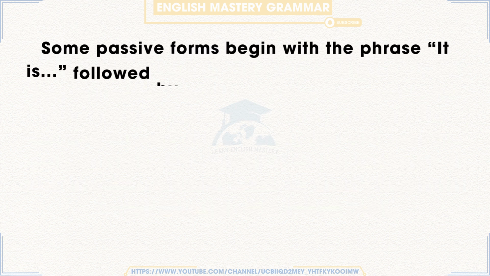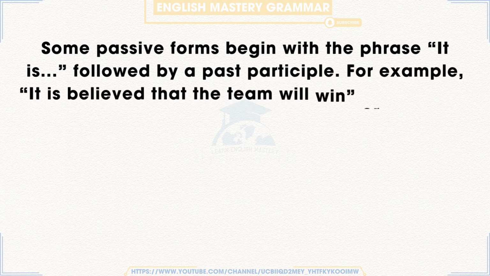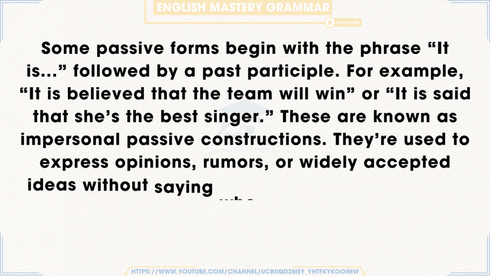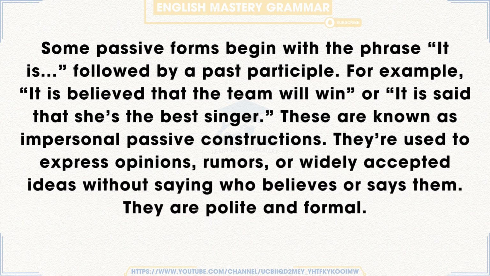Some passive forms begin with the phrase "it is," followed by a past participle. For example, it is believed that the team will win, or it is said that she's the best singer. These are known as impersonal passive constructions. They're used to express opinions, rumors, or widely accepted ideas without saying who believes or says them. They are polite and formal.